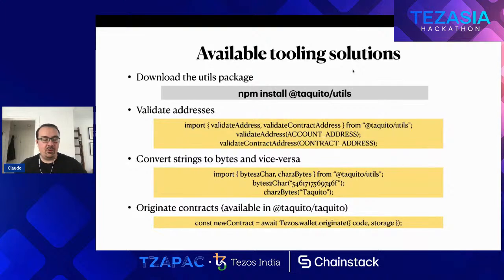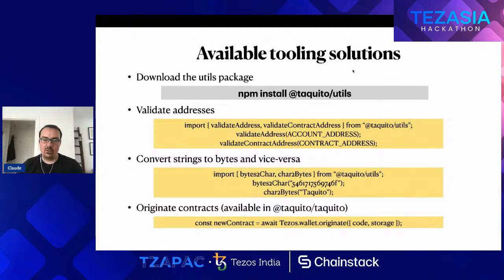The last feature of Taquito is the availability of different tooling solutions. So in particular, there's a secondary library that's called Taquito/Utils. That's also already included in the Taquito/Taquito library, so you don't have to install it. If you just need that library, of course, you can install it independently. But it's already included in the general library, so you don't have to install it if you're already using the Taquito/Taquito library.